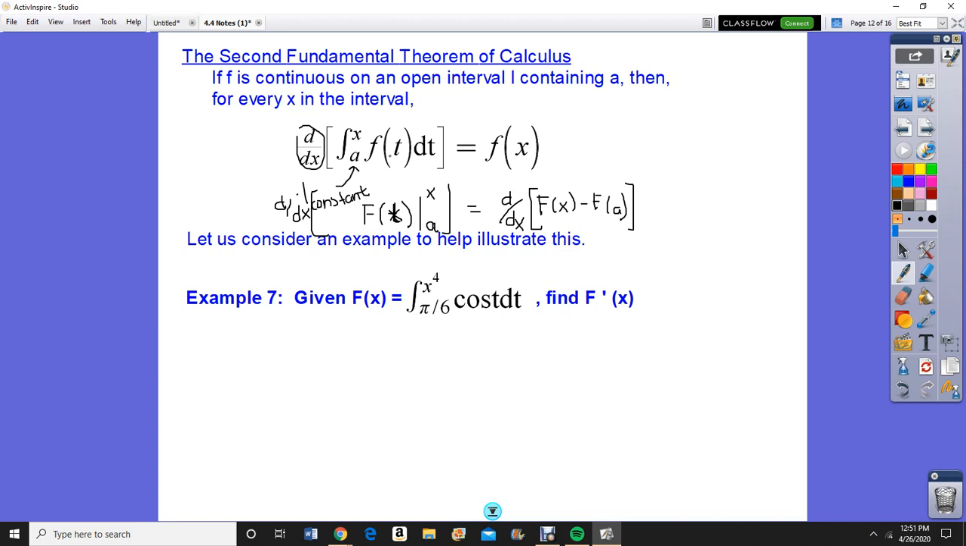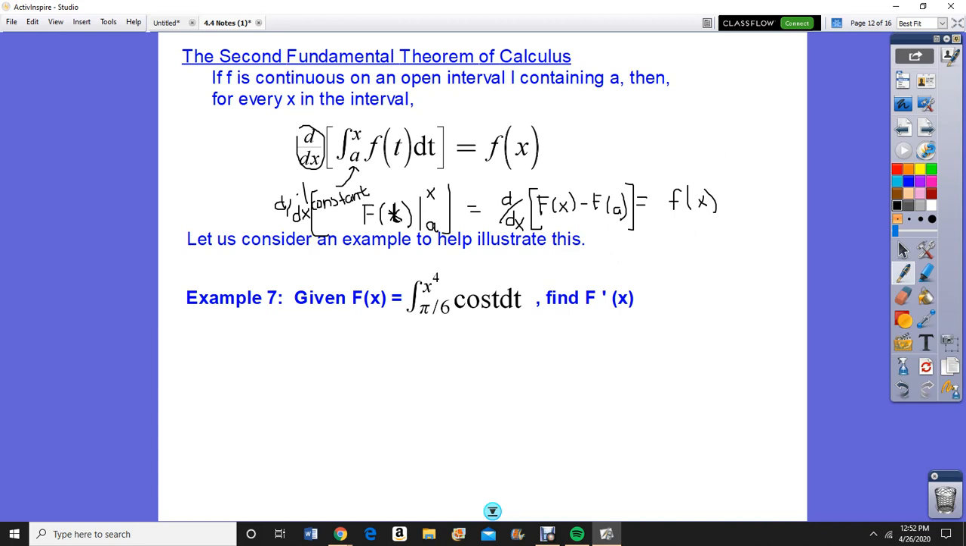Well, if I just went from lowercase f to uppercase F by integrating it, that is finding the antiderivative, and then I go back and I take the derivative of this function, I should get back the original function that I had, but now it would essentially be written in terms of x, and the derivative of any constant would be 0.